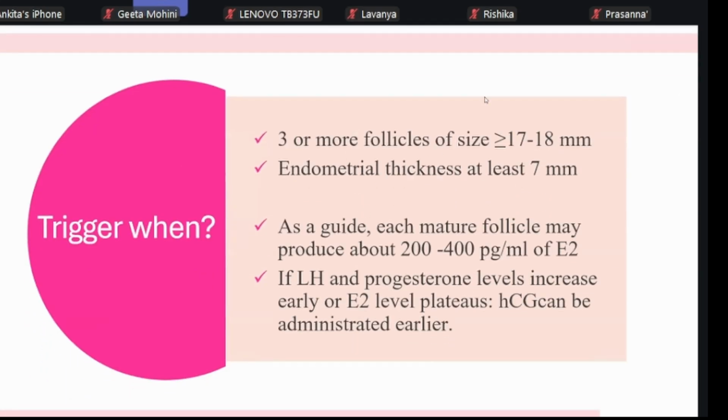So when to give the trigger: 3 or more follicles greater than 17 to 18 mm and endometrial thickness of 7 mm. Each mature follicle produces around 200 to 400 picograms per ml of estradiol. So based on the estradiol values, we decide upon the trigger.